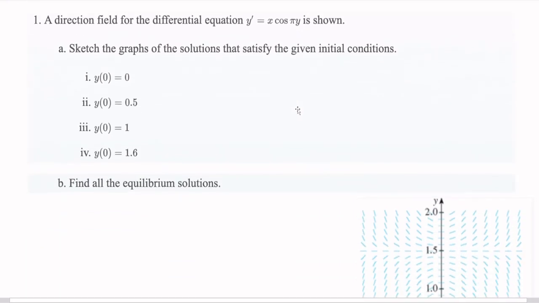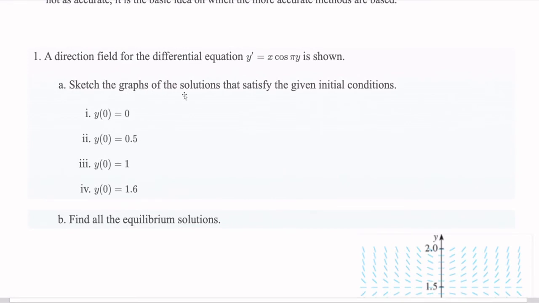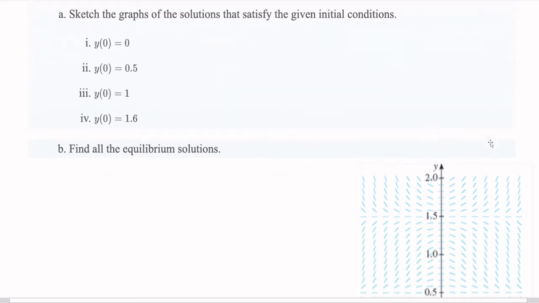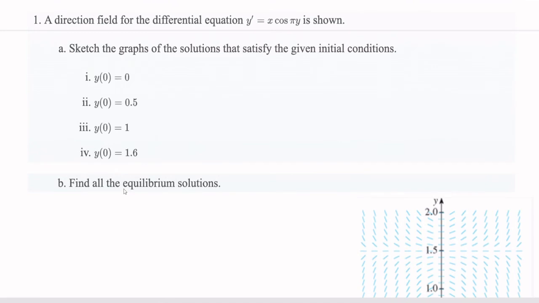Okay, so let's keep working through this. We have a direction field for a differential equation, y prime equals x cos pi y. So that's this picture. That's our direction field. Kind of a crazy looking one, right? This says, sketch the graphs of the solutions that satisfy the given initial conditions. So this problem is all about seeing if we can just follow the picture. Let's do a couple of these.